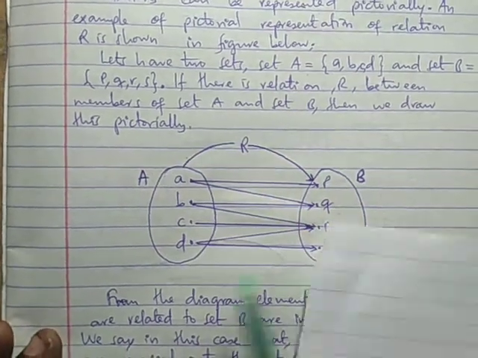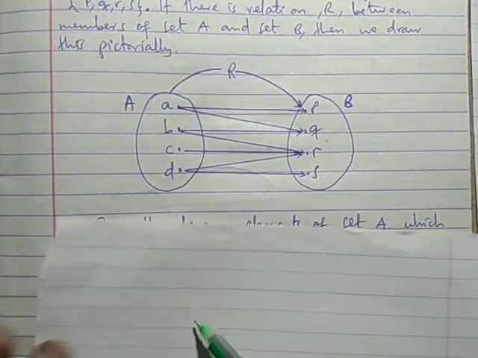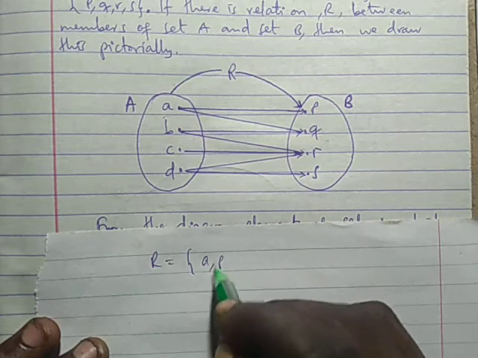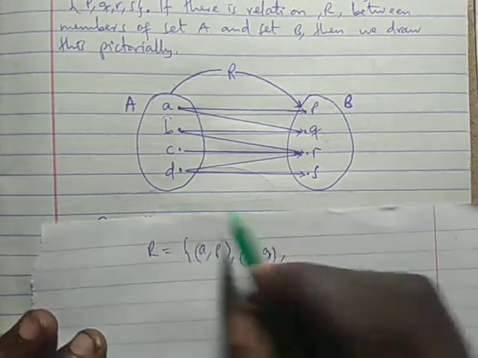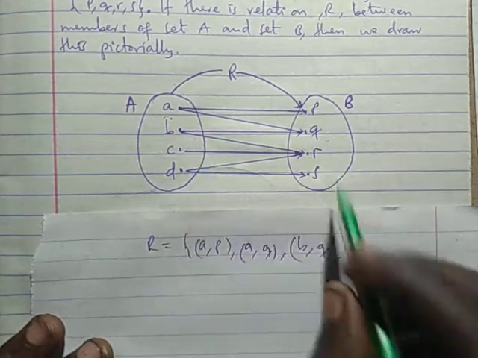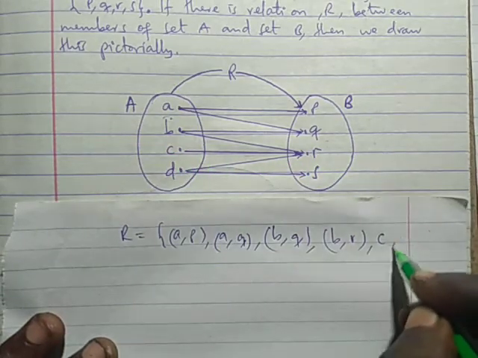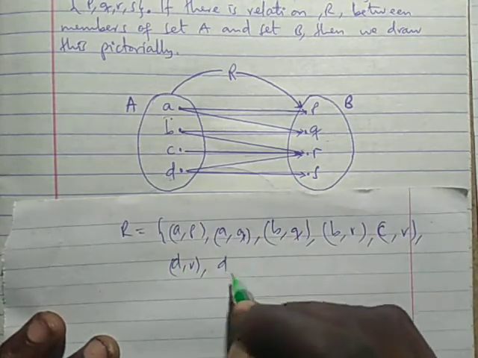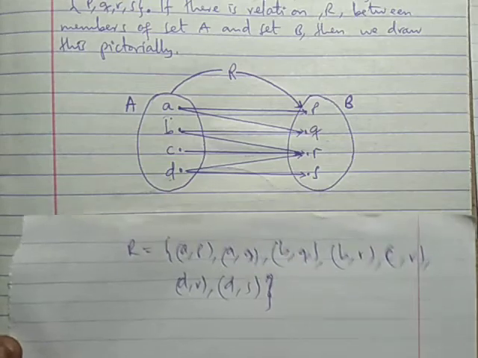If we are given a diagram like that and asked to write the ordered pairs of the relation, the relation R will be equal to the set of ordered pairs (A, P), then (A, Q), (B, Q), then (B, R), then (C, R), then (D, R), and then (D, S). So you see, from a pictorial representation like that, many questions can come.